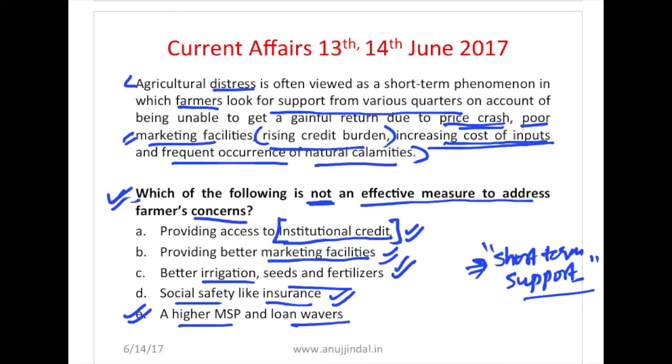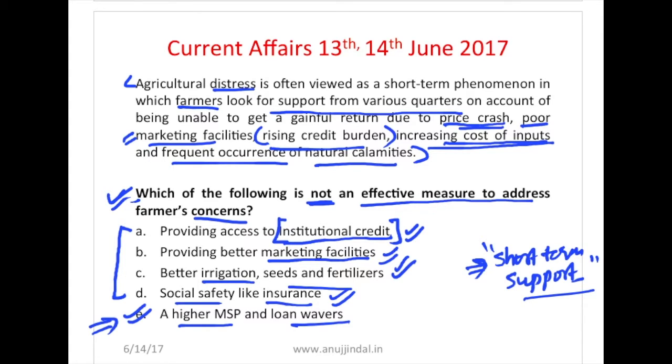Now, you might be confused because the government provides MSP and loan waivers on a large scale in order to take farmers out of distress, but has not been providing all these facilities. But now the Modi government is trying to change that. It is providing crop insurance to farmers. It is aimed at providing better irrigation, seeds and fertilizers by promoting organic farming and promoting irrigation.